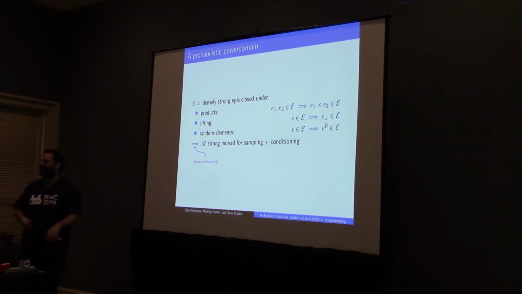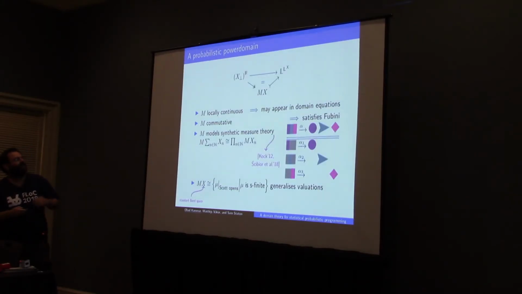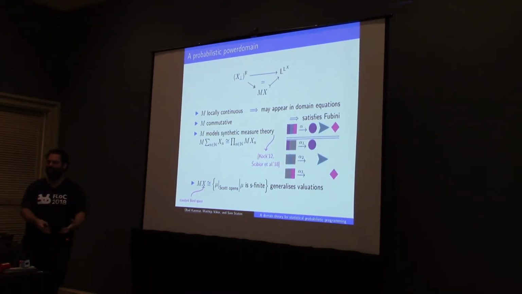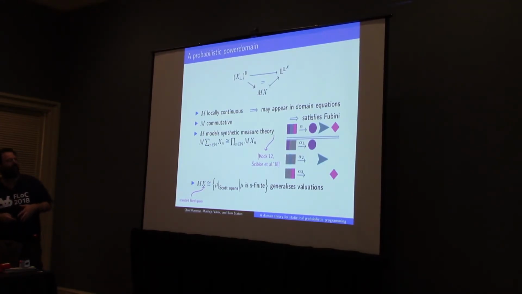The way you think about it is we take the image of all the randomizations. And this one has very nice properties. It's locally continuous, so we can solve recursive equations. It's commutative, and it lets us do synthetic measure theory. So that lets us do measure theory inside quasi-Borel spaces. I'm not going to say more because I don't have a lot of time.